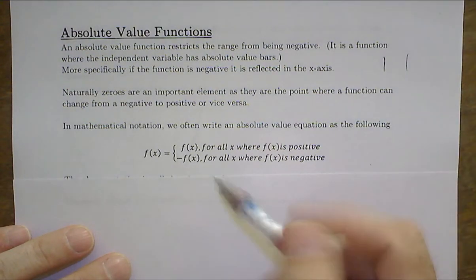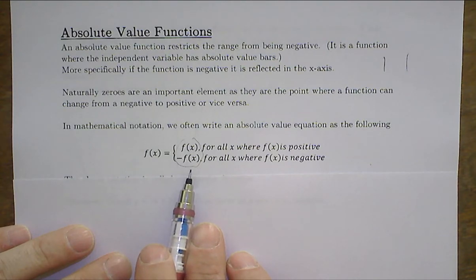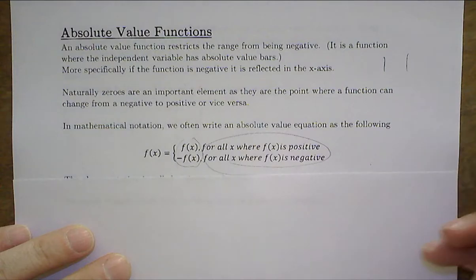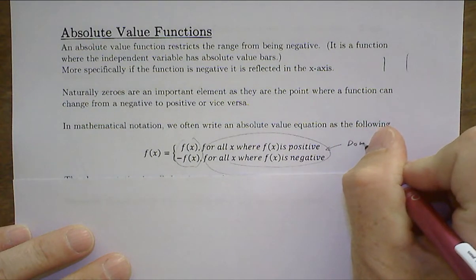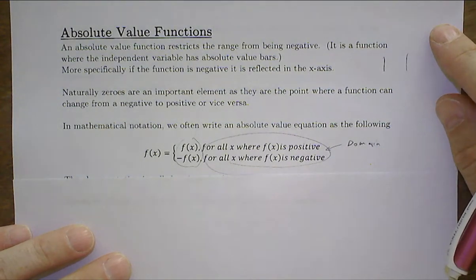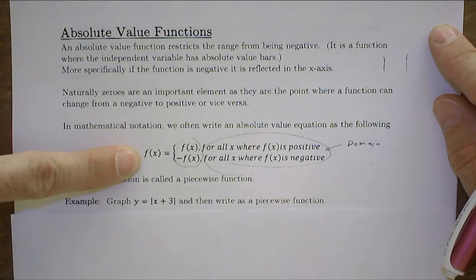So really what we'll notice is here, this is a descriptor of the function, this part here. And here, what we're really talking about for all x, this is going to be very closely related to domain. Okay? So we call this a piecewise function.